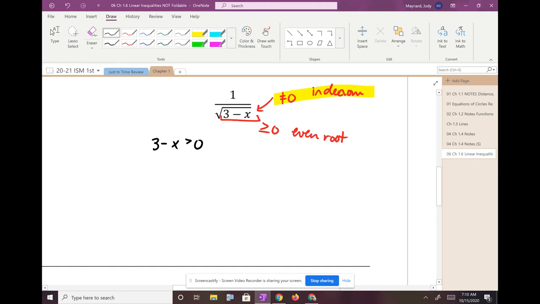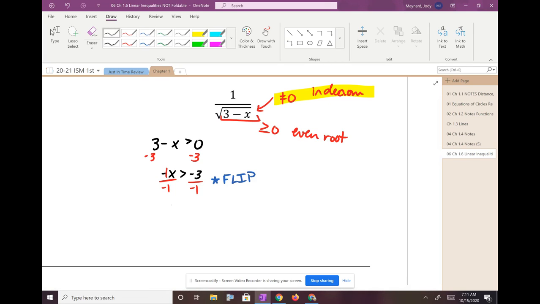So the first thing you do to solve this equation is to subtract 3 from both sides. Now this gives me negative x is greater than 0 minus 3, which is negative 3. Now this is really negative 1 times x is greater than negative 3, so we're going to divide by negative 1 on both sides. Now don't forget, when you divide by a negative number or multiply by a negative number, you must flip the sign.